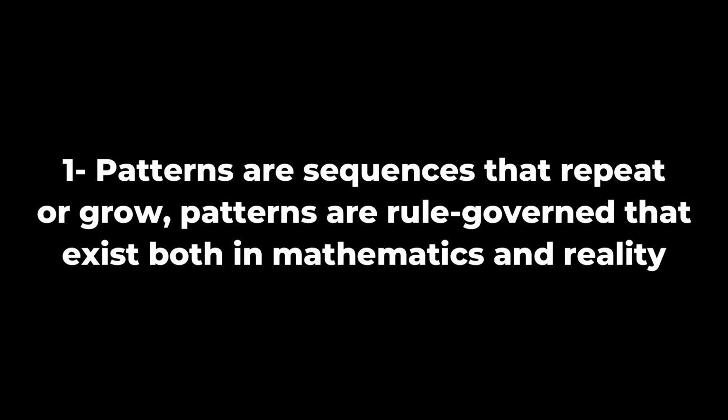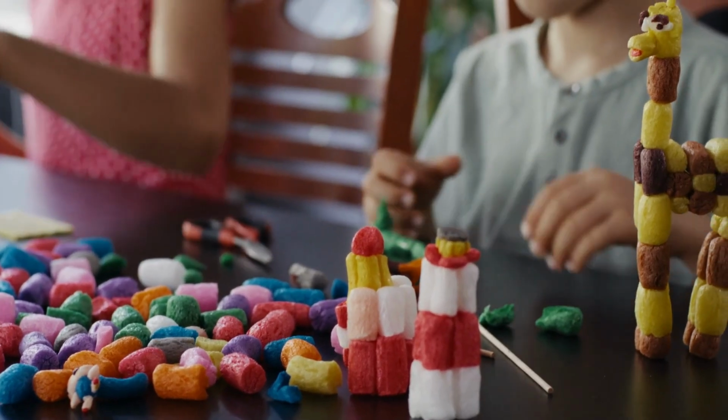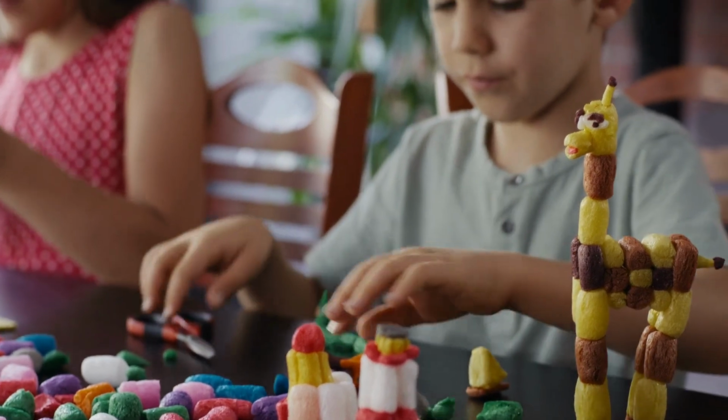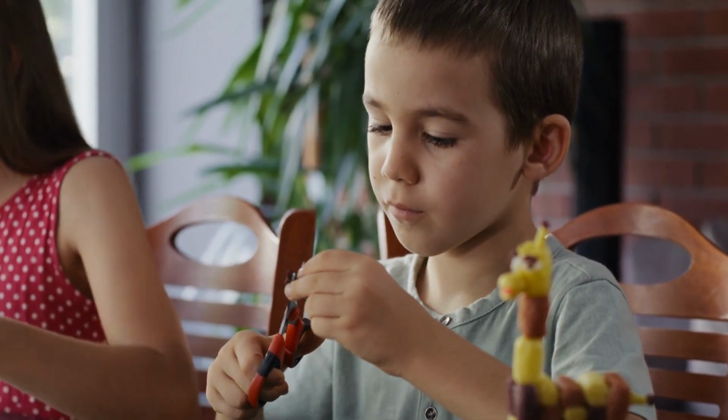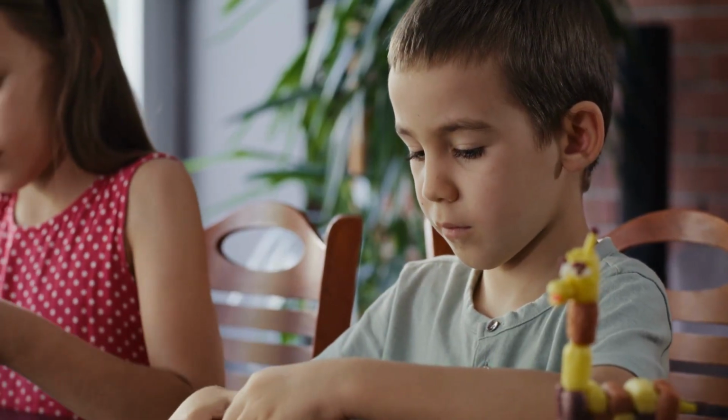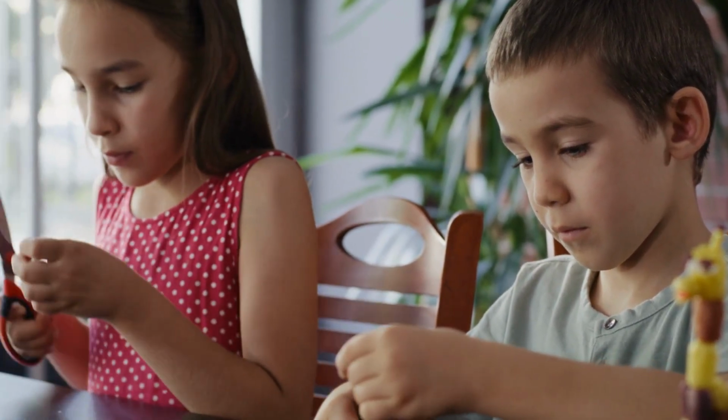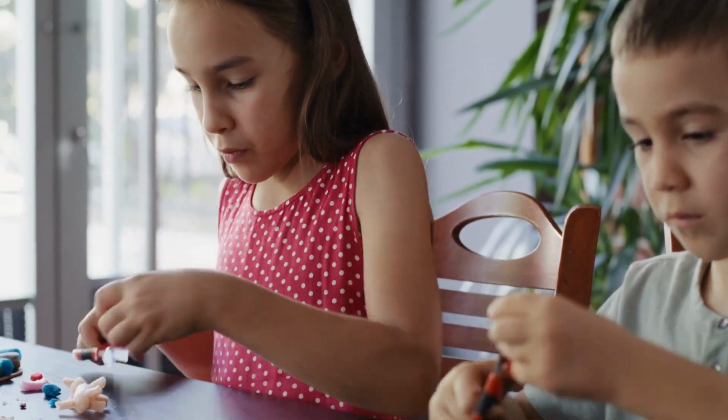Firstly, patterns are sequences that repeat or grow, and patterns are rule-governed that exist both in mathematics and reality. A repeating pattern has a unit of repeat, which is a segment that repeats. That becomes the rule for the pattern, and that helps in understanding predictability. Children can understand that this is how a pattern is formed and can be continued.